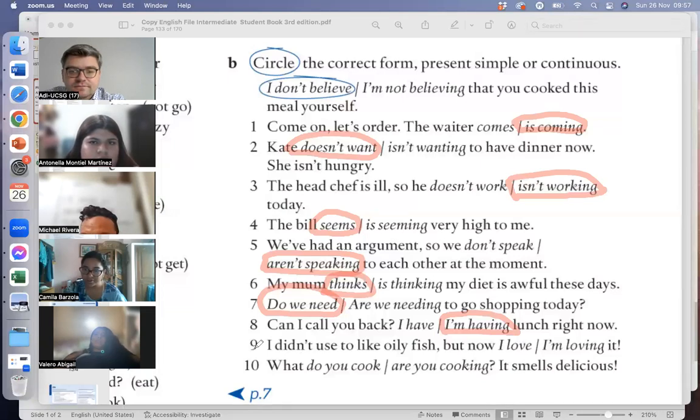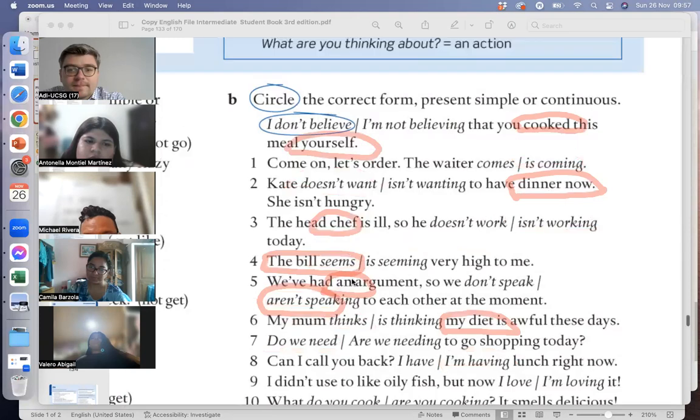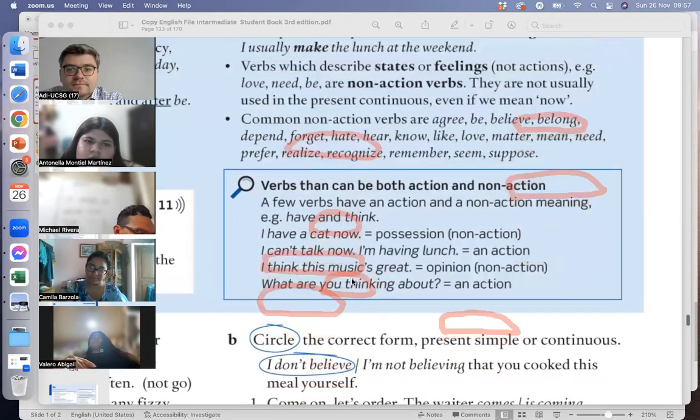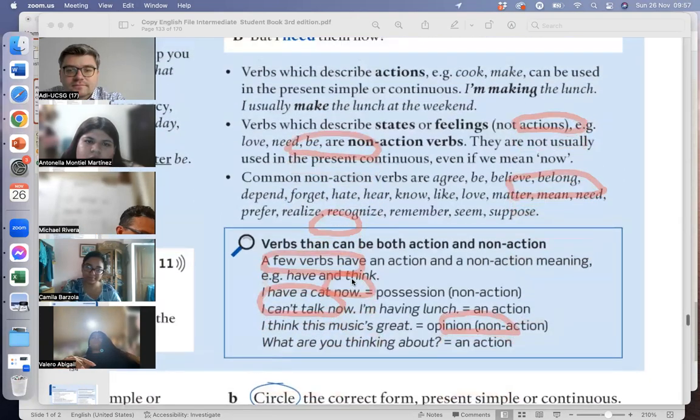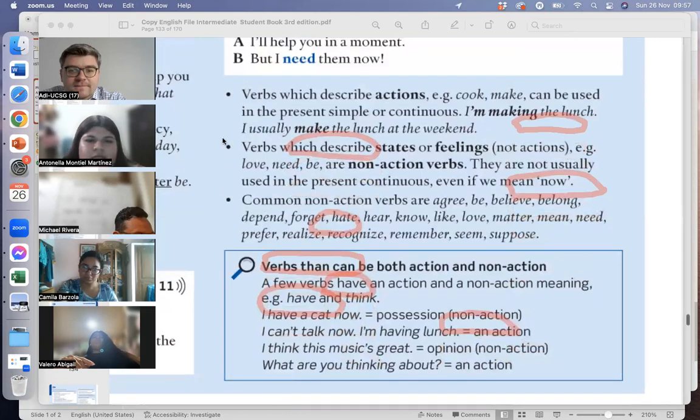I didn't used to like oily fish. I am loving it. Why? Why I'm loving? Because there is a word now. Okay. Yes. Can you read here?